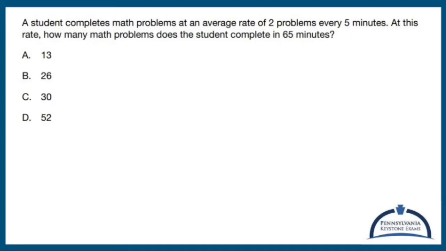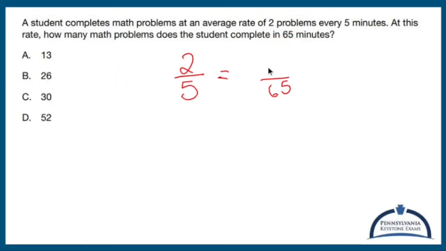A student completes math problems at an average rate of 2 problems every 5 minutes. At this rate, how many math problems does a student complete in 65 minutes? So what I'm going to do is set this up as a proportion. Now, some people might use common sense, but I'm just going to do a proportion because I like to live dangerously. So 2 problems every 5 minutes has to compare to, I don't know, problems every 65 minutes. I'm going to replace that I don't know with a variable, probably x.